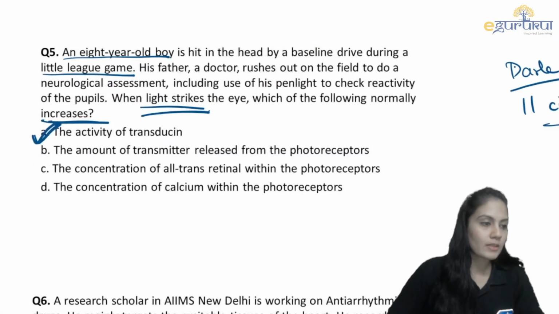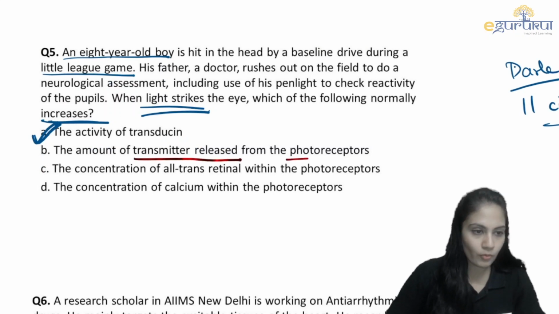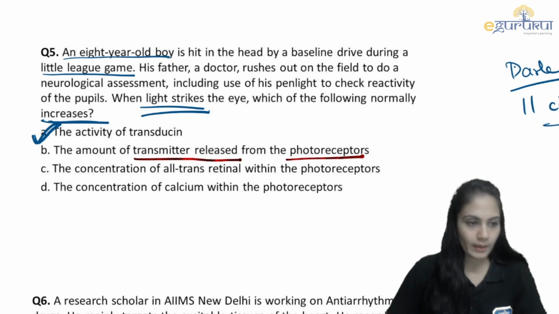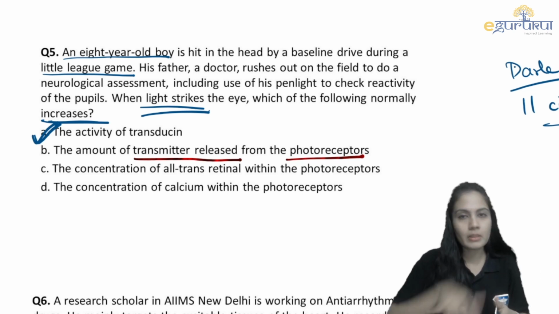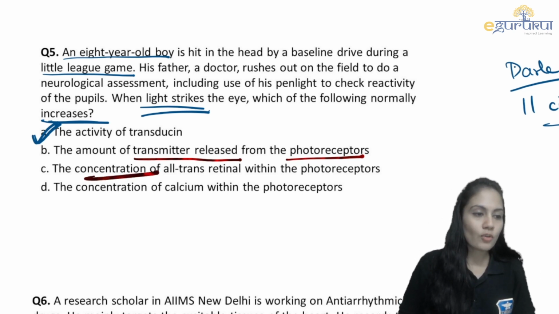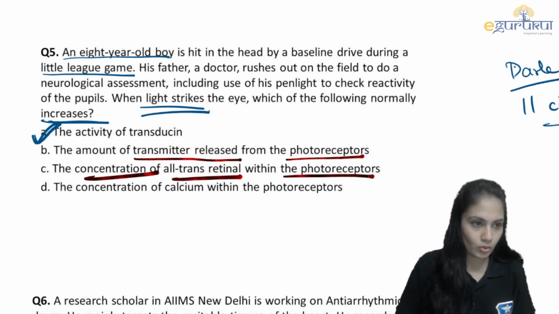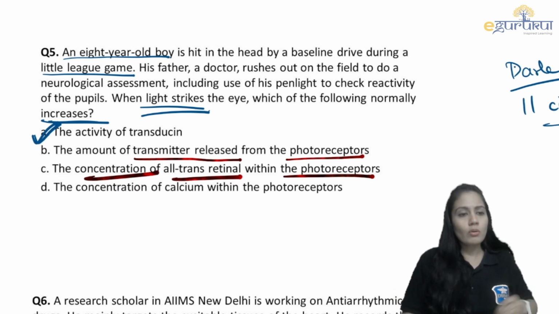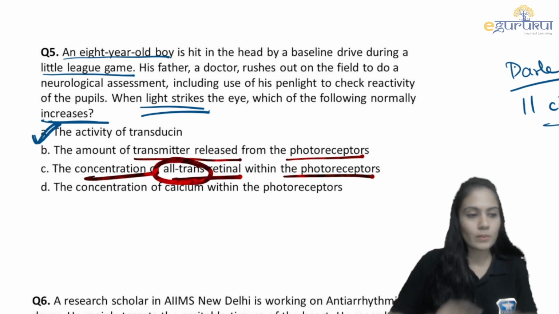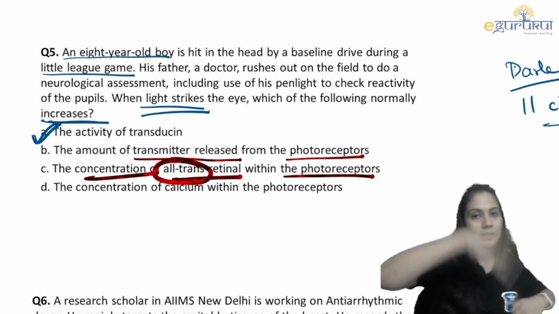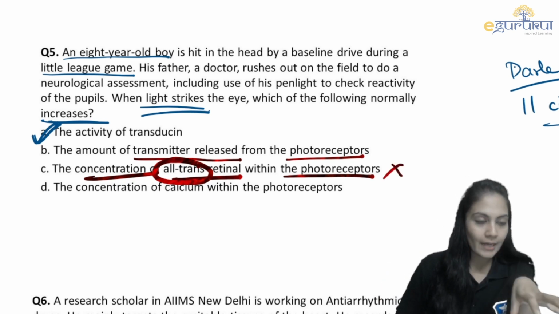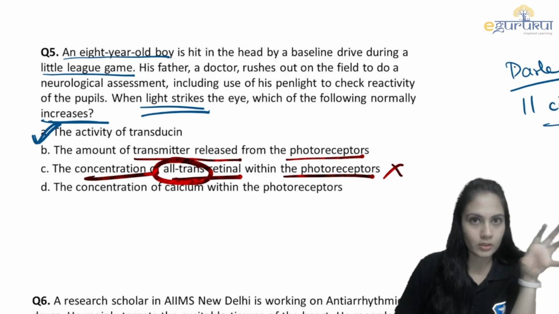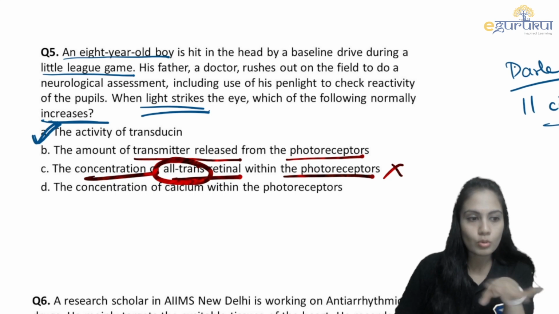Let's come back to the options and see the various options. The amount of transmitter released from the photoreceptor, that is not going to change, right? So the photoreceptor is not releasing any transmitter. It's just that whatever is available, they are going to just break it down. Okay, concentration of all trans retinal within the photoreceptors. So what they are asking is what is increasing. The all trans retinal will again convert into other forms, and it will be diverted into the photopigment. So this is also not the correct option. And when we talk about the photoreceptor, it contains all the rods also and the cones also. So this is not going to happen.